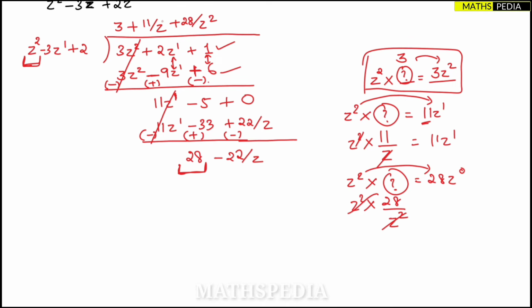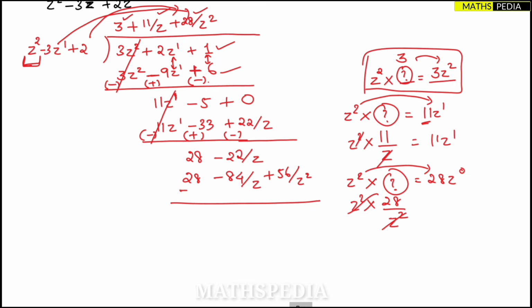So here you can observe one pattern, right? First it was 3, then it is becoming 11 by z, then it is becoming 28 by z square. Next term will have some constant divided by z cube, right? This is the pattern you can observe. So I can put it here 28. So z square into this will give me 28. Next this I have to multiply. So minus 3z into this thing will give me minus 84 by z. Next 2 into this one, that will be 56 by z power 2.